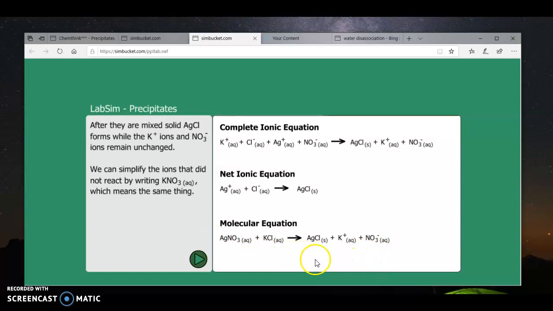Now, I personally would not write a molecular equation showing ions like the example here in this module. This is one way you could write a molecular equation, but again, I don't think it's so common. It's more common to just write KNO3 aqueous, just like the AgNO3 aqueous is here in the reactants.